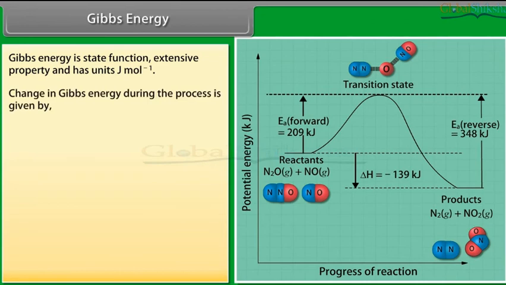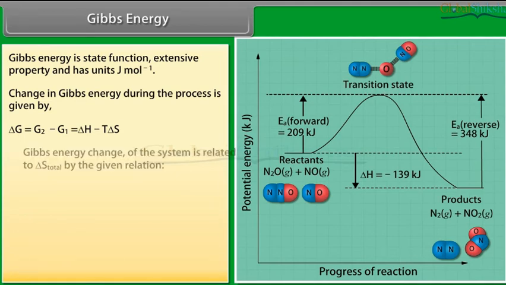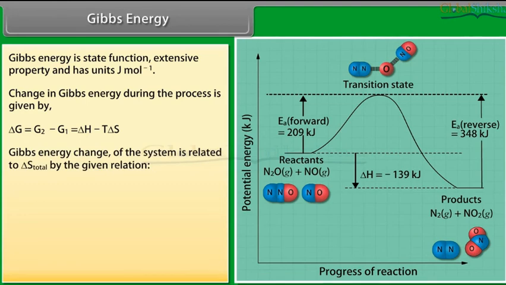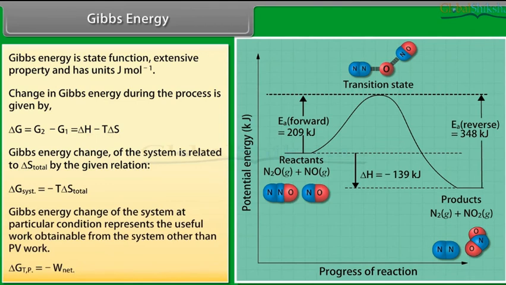Change in Gibbs energy during the process is given by G2 minus G1, which is equal to delta H minus T delta S. Gibbs energy change of the system is related to delta S total by the given relation: delta G of system is equal to minus T delta S total. Gibbs energy change of the system at a particular condition represents the useful work obtainable from the system other than PV work.